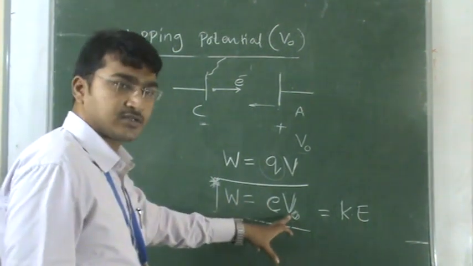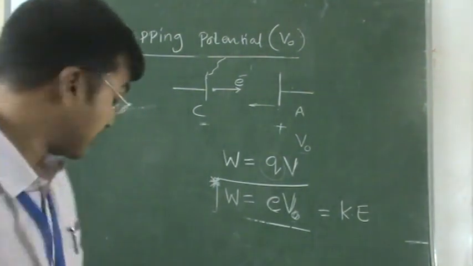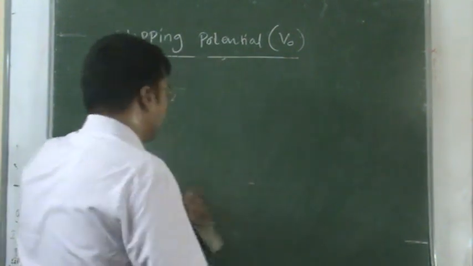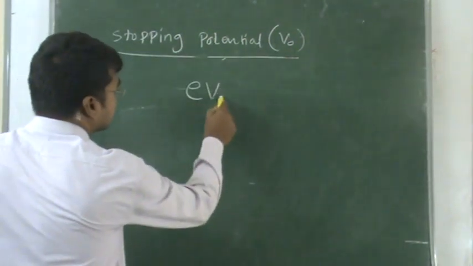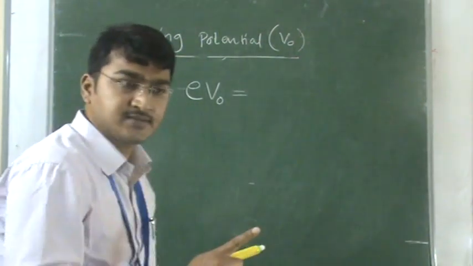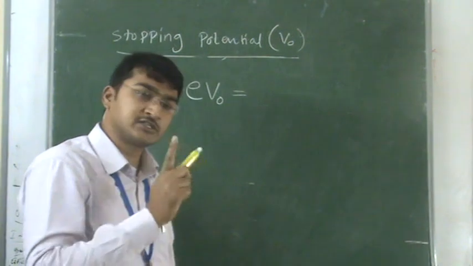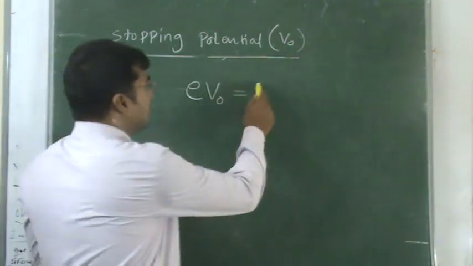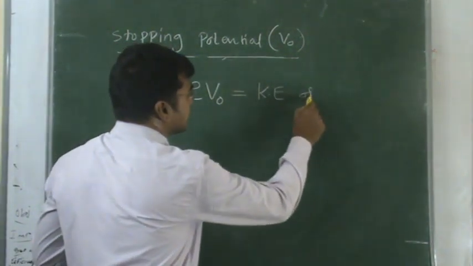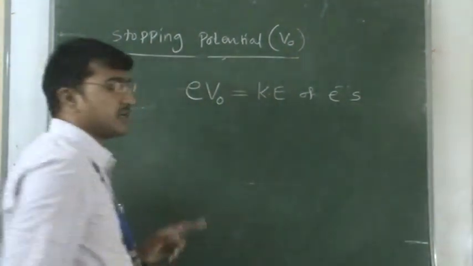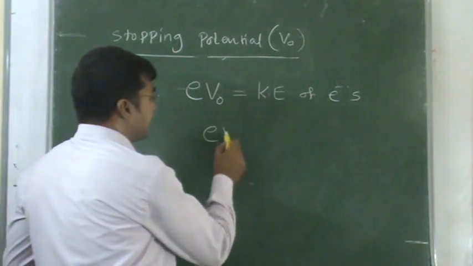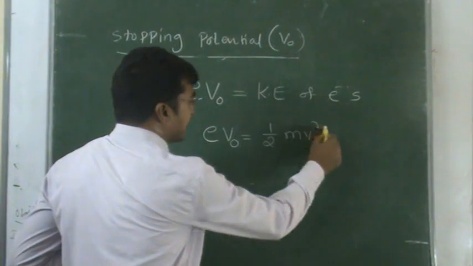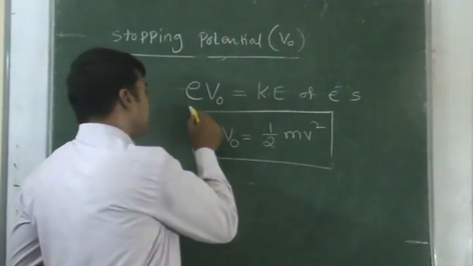So eV0 is equal to the kinetic energy of the electrons. It's an important relation, so note it down. Once again I write it: eV0, where e is the charge of the electron and V0 is the stopping potential. What is stopping potential? The negative potential applied to the anode plate that equals the kinetic energy of the electrons. And the formula is eV0 equals half mv squared. Very important, remember it.